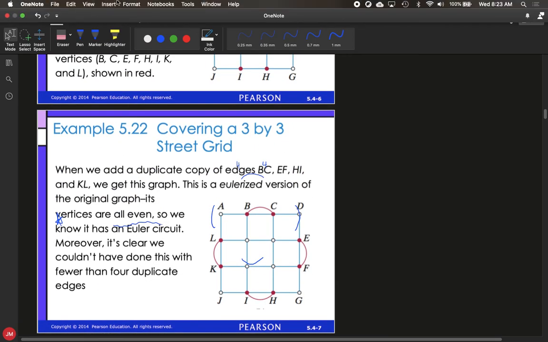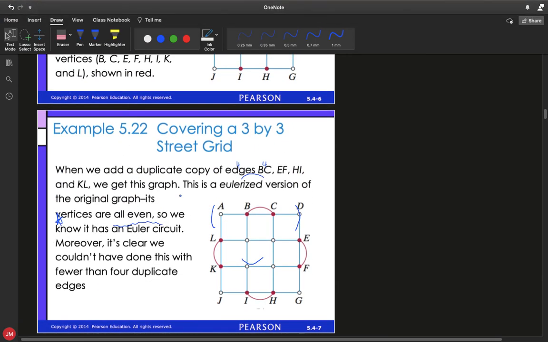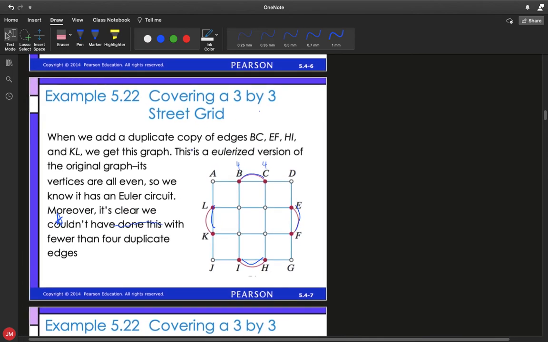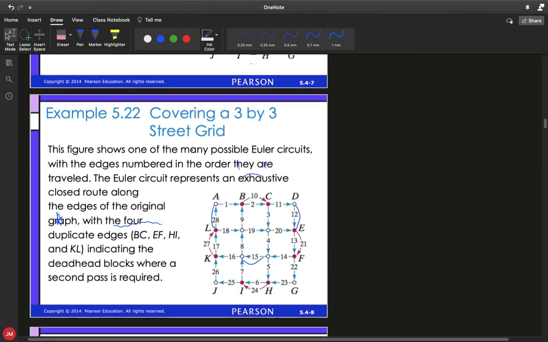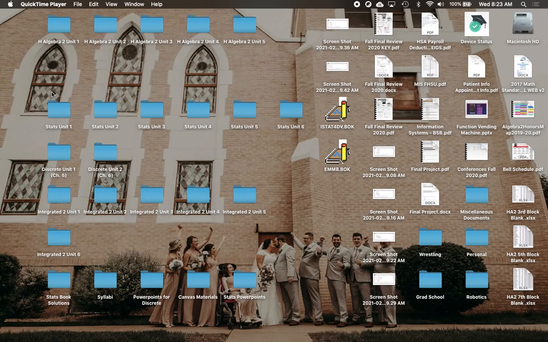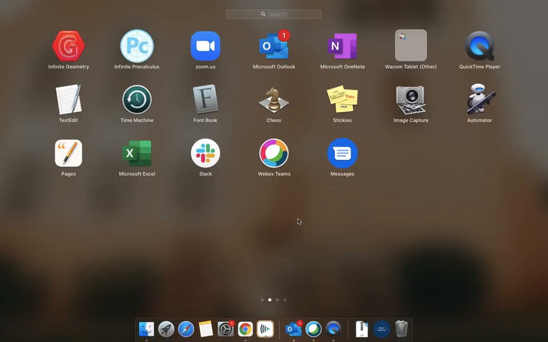Okay, let me go ahead and then actually in this next slide, I noticed that that's exactly what they did. I just went ahead and showed it to you first. Let me go ahead and restart OneNote so we can get rid of the extra stuff, and we'll get right back into it here.